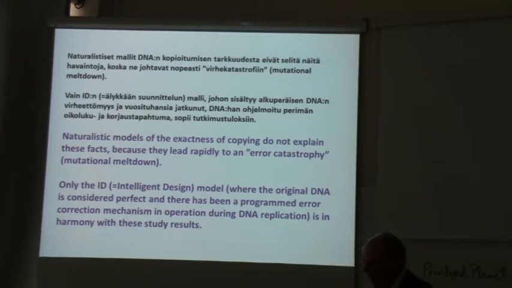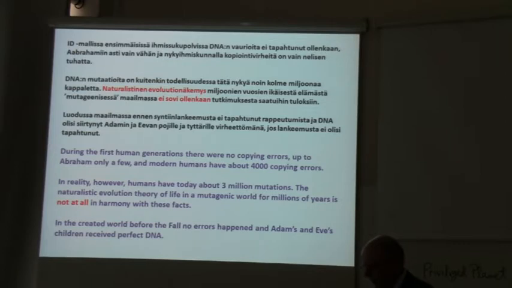Only the intelligent design model, where the original DNA is considered perfect and there has been a programmed error correction mechanism in operation during DNA replication, is in harmony with these study results. During the first human generation, there were no copying errors. Up to Abraham, only a few, and modern humans have about 4,000 copying errors. I mean copying errors, not mutations. There are lots more mutations. In reality, however, humans have today about 3 million mutations coming from other sources like radon, cosmic radiation, and stuff. The naturalistic evolution theory of life in a mutagenic world like ours for millions of years is not at all in harmony with these facts. Time is the enemy, because the more time, the more certain that everything will die out.